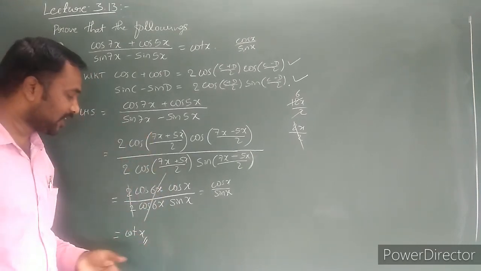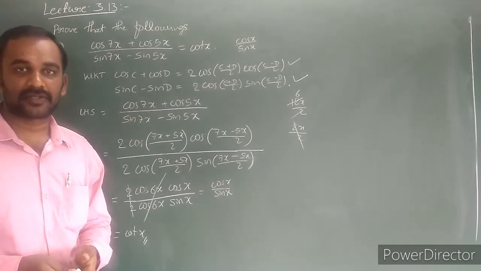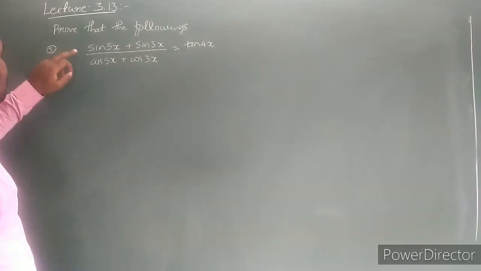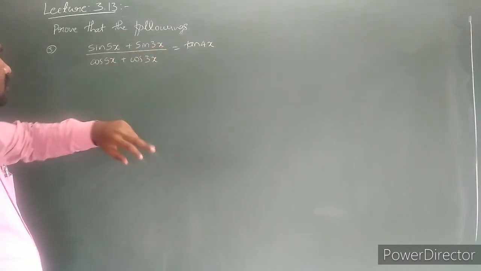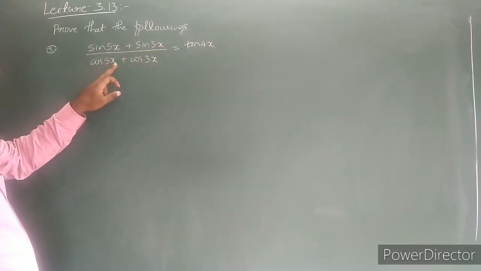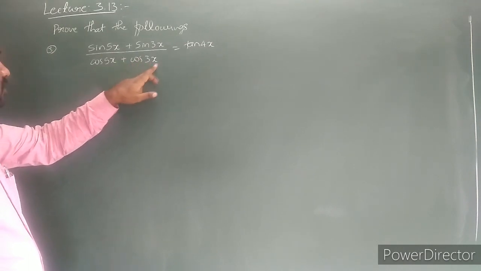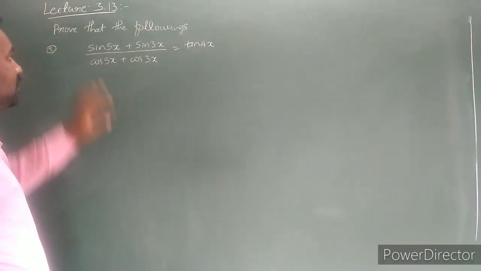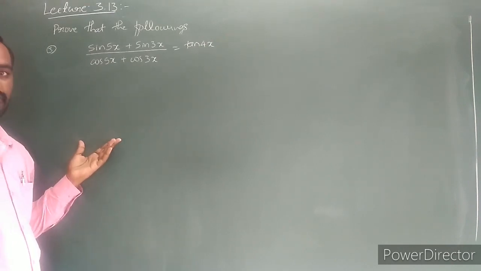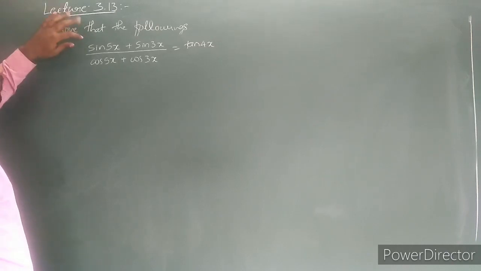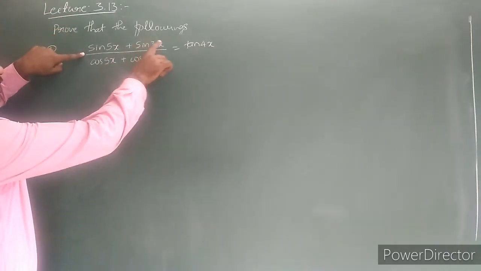Okay, in the same manner, let's take the next problem. Prove that sin of 5x plus sin of 3x, whole thing divided by cos of 5x plus cos of 3x, is equal to tan of 4x. We need to prove that LHS equals RHS. You already know that. You can pause the video and solve it. Just cross multiply. Okay.